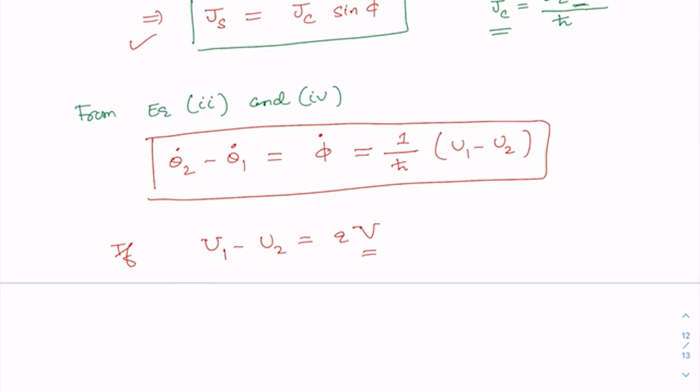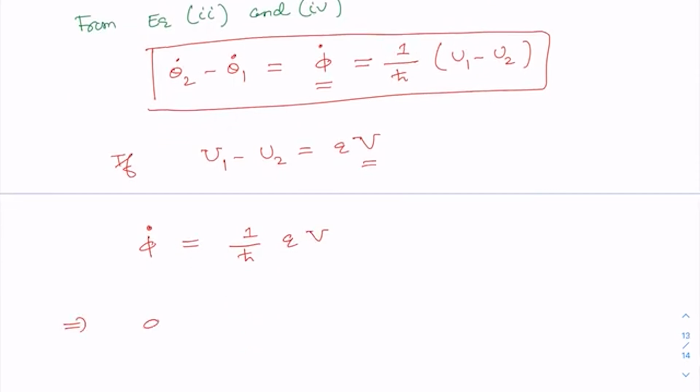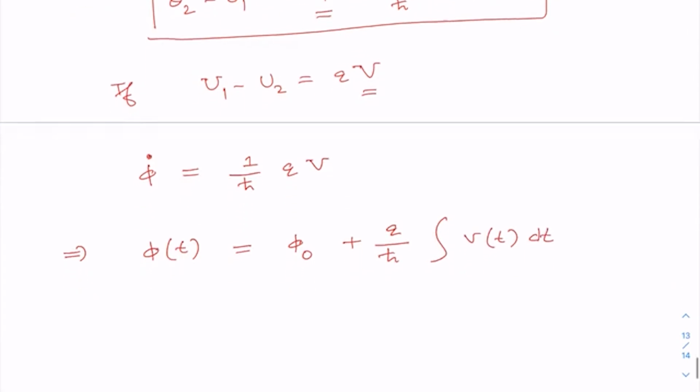Let me explain it. From this expression, I can write phi dot is equal to 1 by h cross q into V. From here you can see immediately that if I integrate this phase difference, phi of t would be equal to phi of 0 plus q by h cross integral of V of t dt, where phi of 0 is the phase difference at time t equal to 0.